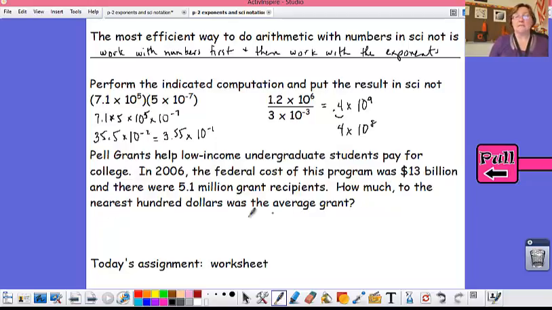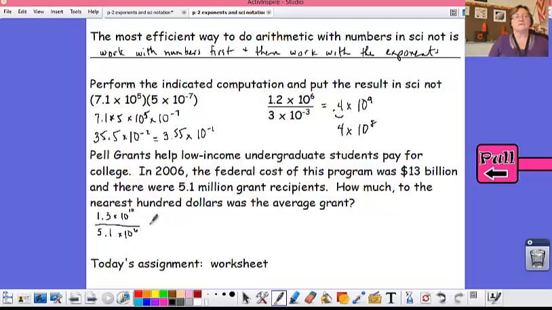I hope that you will not put this with all the zeros. Just think a billion is 9 zeros, so that would be 1.3 times 10. And since we made the 13 into a 1.3, we've got to increase that 9 to a 10. So we're 1.3 times 10 to the 10th. We want that divided by the number of grant recipients there were, and that's 5.1 million. Well, 5.1 and a million is 10 to the 6th.